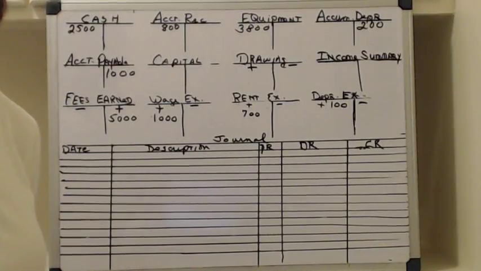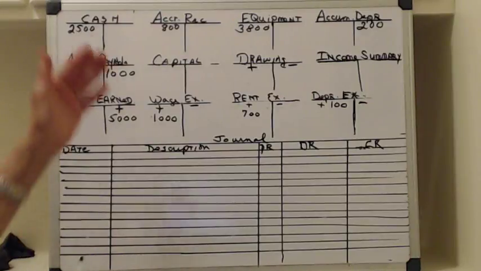Hi, I'm back with Chapter 6, and this is the last chapter in the accounting cycle. This is called Closing Entries, or the closing process. And we're going to close some of these accounts.